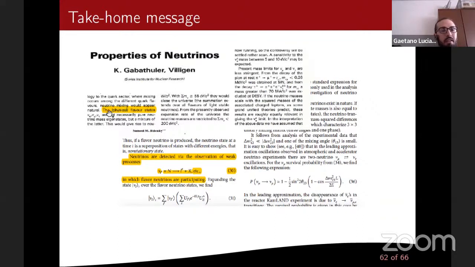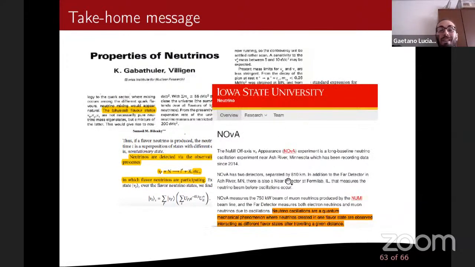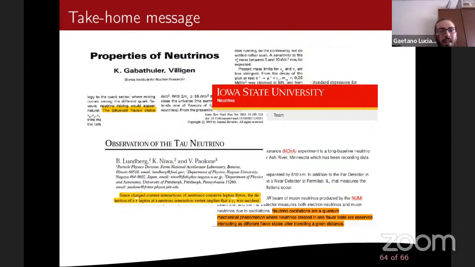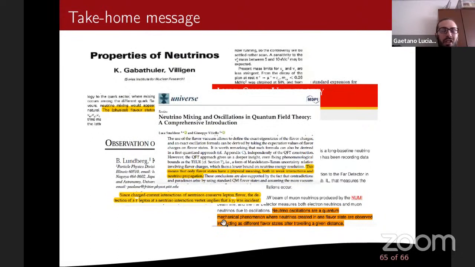Also, in this other paper, it is mentioned that the physical states are the flavor states. In this more experimental paper, the author claimed that neutrino oscillations are a quantum mechanical phenomenon where neutrinos are created in flavor states and observed in flavor states. So these are the states. When I say fundamental, I mean the physical states, the states that interact, the states that we can produce and detect. Also in this further paper, just to mention some recent papers in the literature.